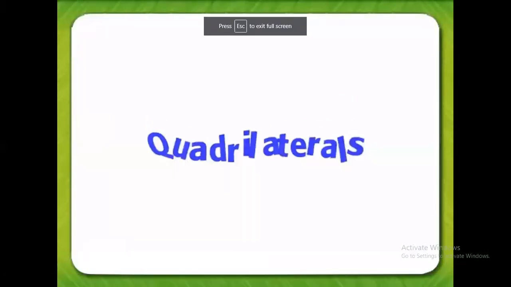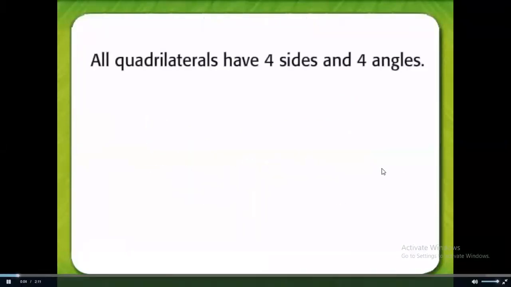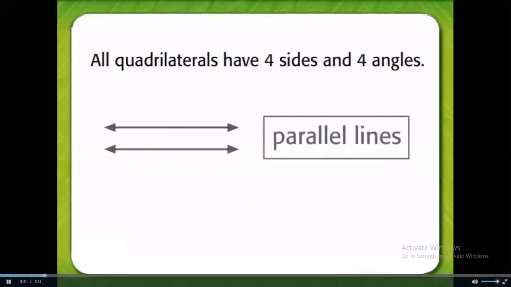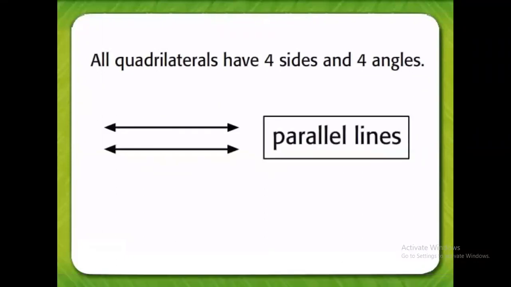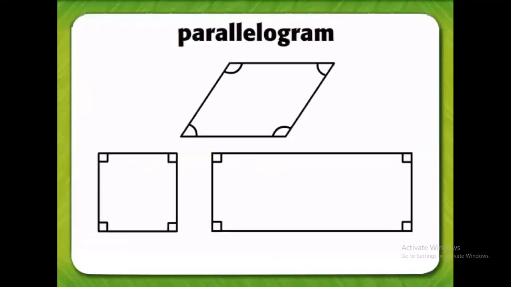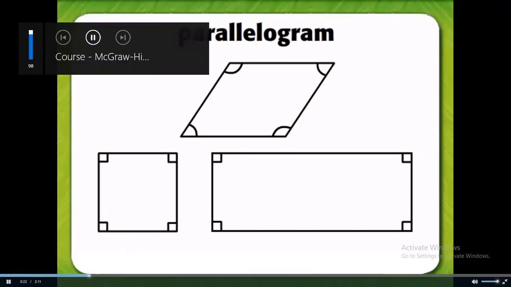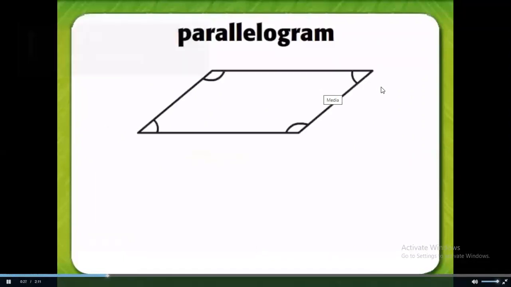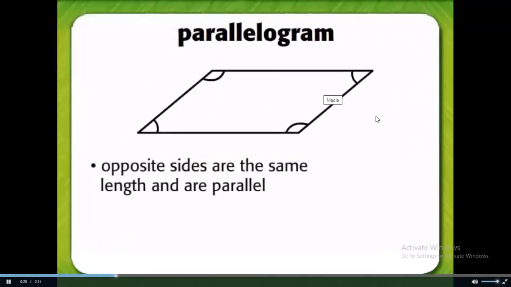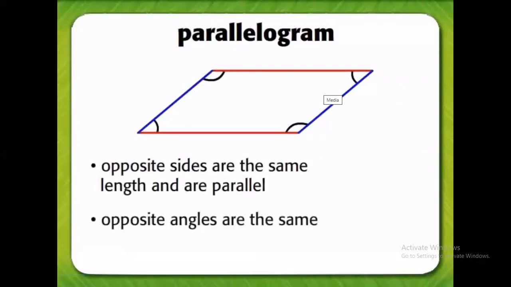Quadrilaterals. All quadrilaterals have 4 sides and 4 angles. Some quadrilaterals have 2 sets of sides that are parallel or equal distance apart. These quadrilaterals are called parallelograms. Here are some descriptions that will help us identify different quadrilaterals. Parallelogram. Opposite sides are the same length and are parallel. Opposite angles are the same.